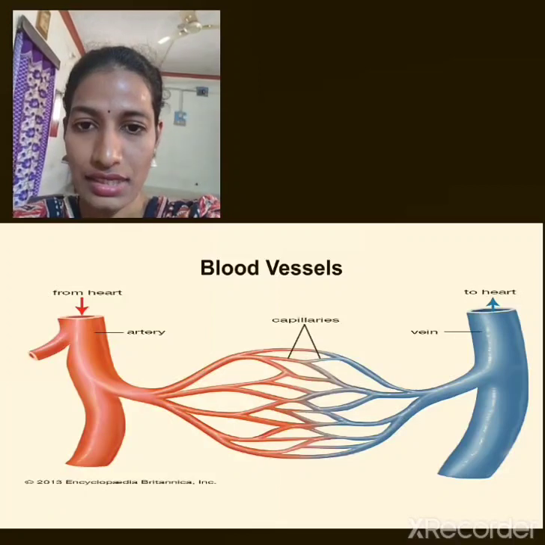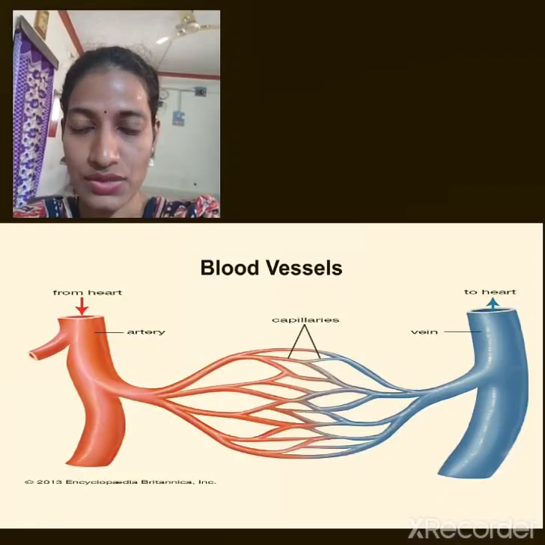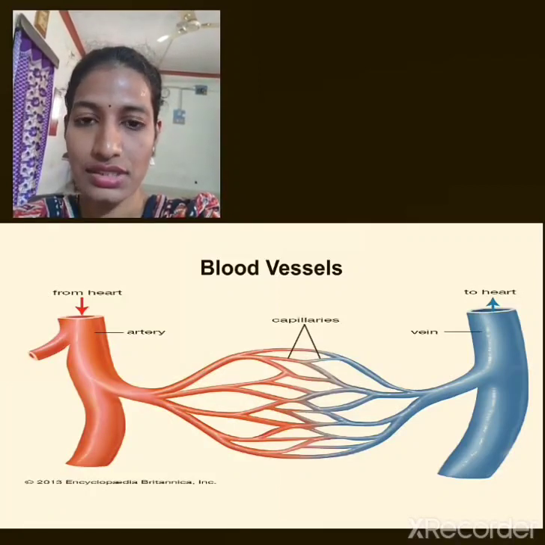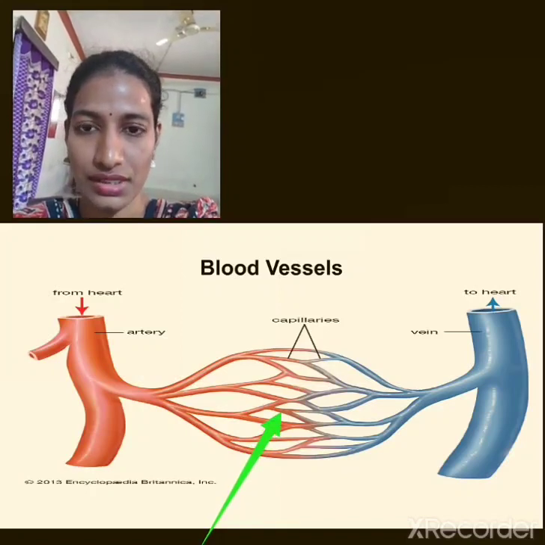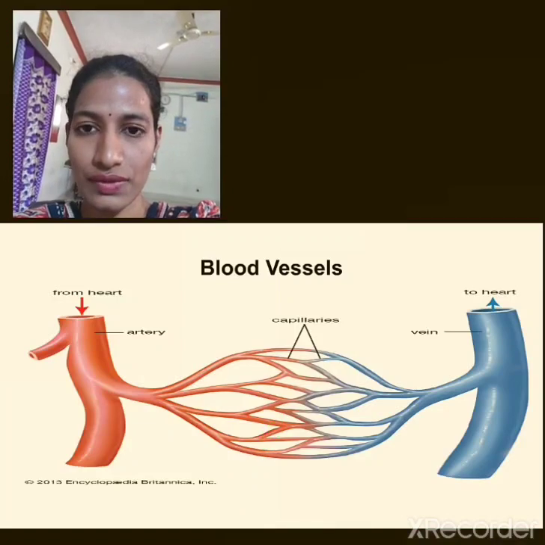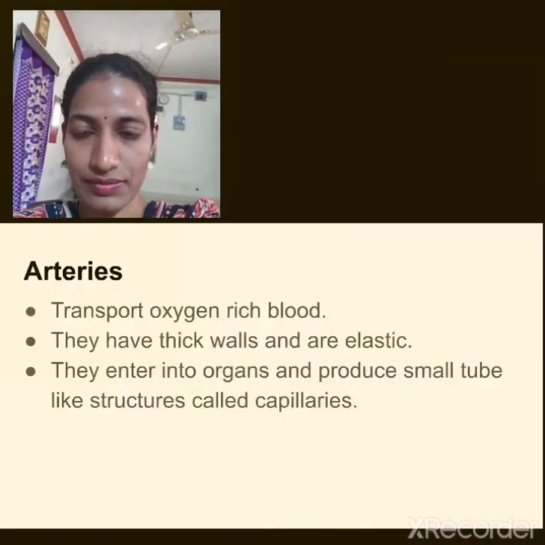And these arteries again give rise to tube-like structures. They are called the capillaries. So these are the capillaries then. So this is regarding the arteries. Now let us study about the capillaries.